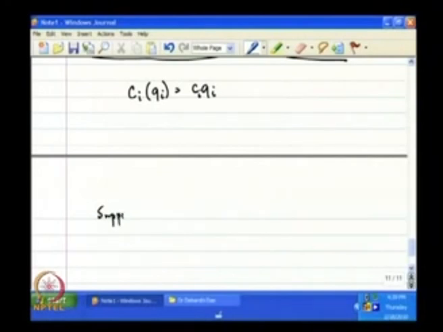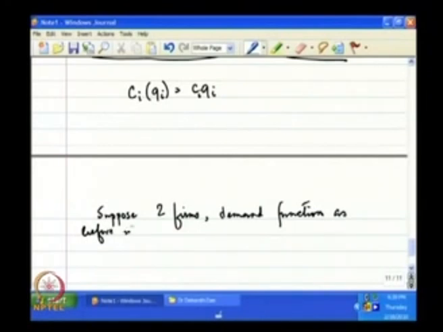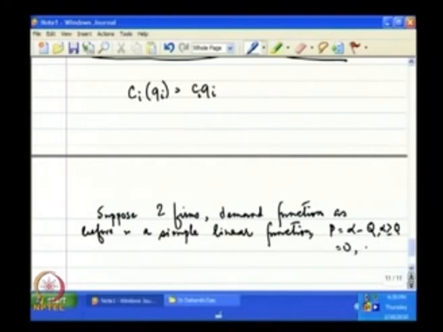Suppose two firms are there like before, just to keep the story simple. The demand function, as before, is a simple linear function, that is the inverse demand function alpha minus q if q is less than alpha, and 0 if q is greater than alpha.